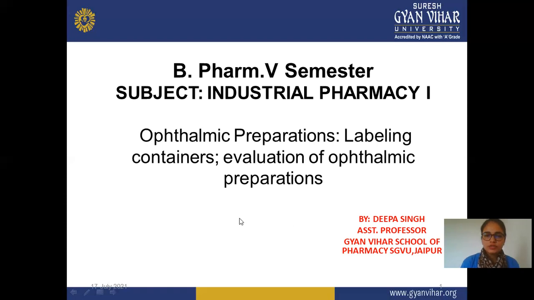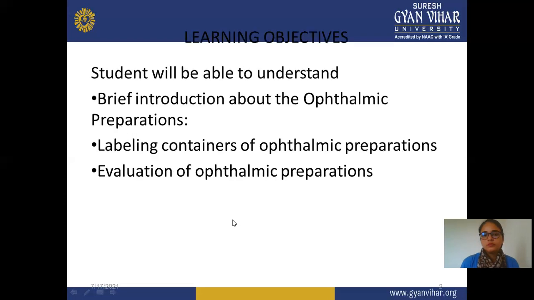Before starting this topic, you should know the learning objectives. So these are the learning objectives. You should know a brief introduction to ophthalmic preparations, because if you don't know what ophthalmic preparations are, you will not understand these topics. We should at least know the introduction, how we prepare these preparations, and the labeling and container of ophthalmic preparations: which conditions are required for labeling, which format, and how you label them according to requirements.